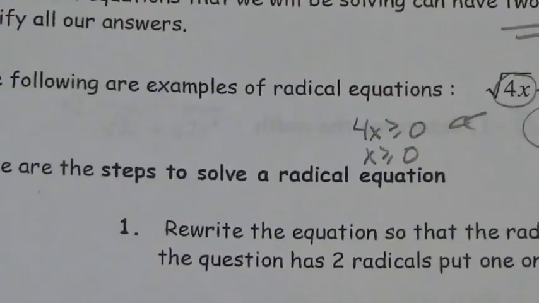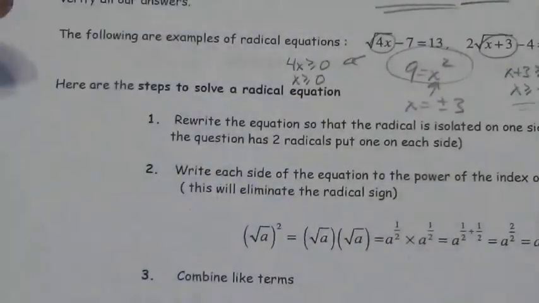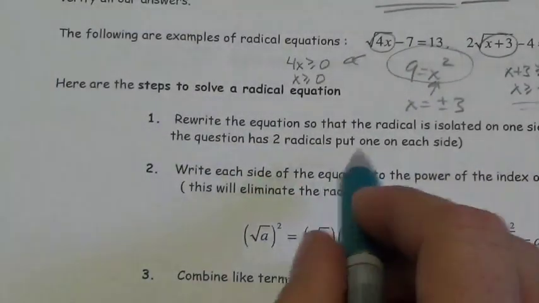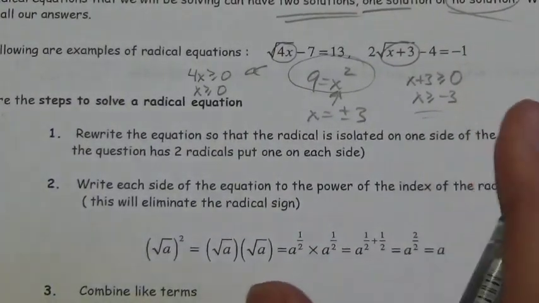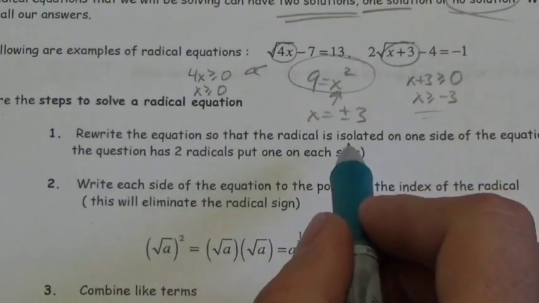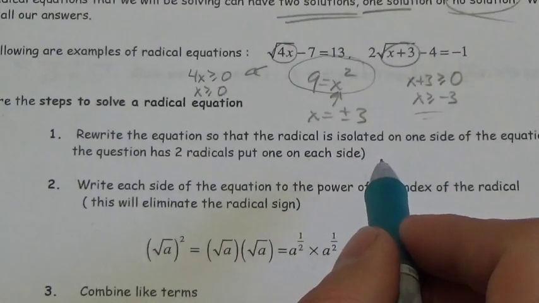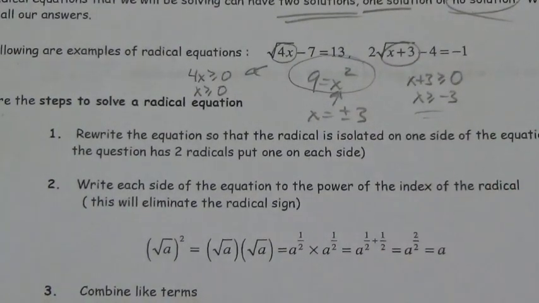What are the steps to solving a radical equation? Well, here they are. First thing we're going to do is rewrite the equation so that the radical is isolated. Now, that is not absolutely 100% necessary. However, it does make your life a lot easier, especially if you've got one radical in the equation. You really need to isolate it.